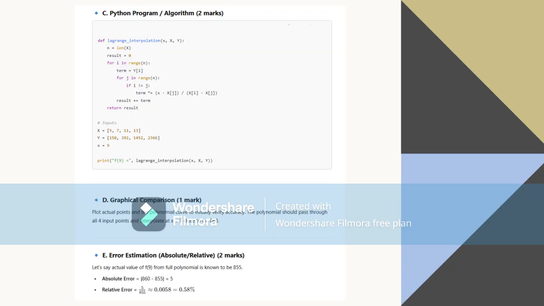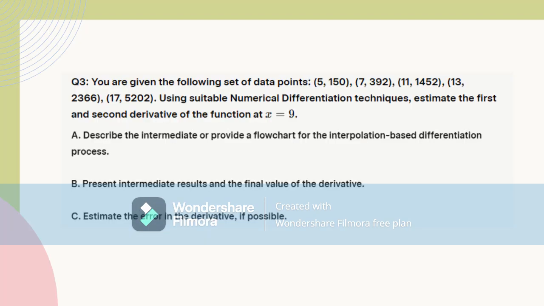Error estimation, absolute or relative. Let's say the actual value of f of 9 from the full polynomial is known to be 855. Absolute error is equal to 5. Relative error is equal to 0.58.